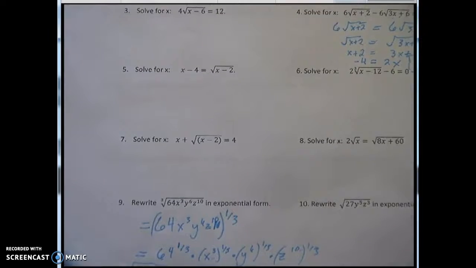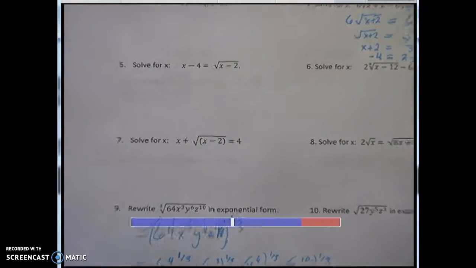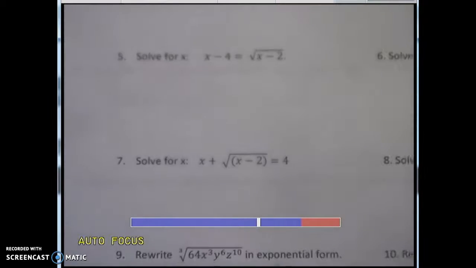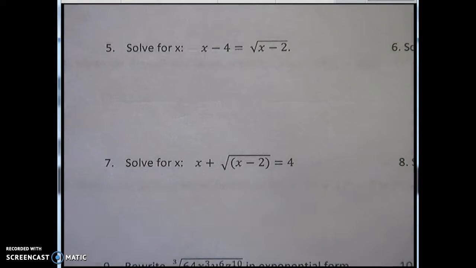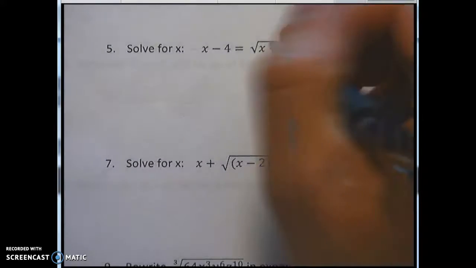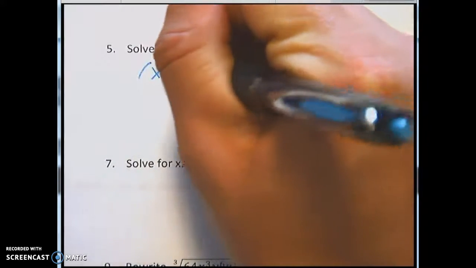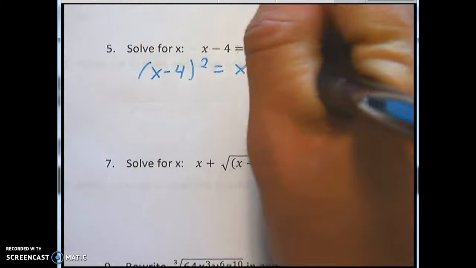So number 5 on the Unit 9 test review is a solve for x problem. And the first thing you want to do on number 5 here is get rid of this square root. The easiest way to get rid of the square root is to square both sides. And when you square both sides, you end up with (x minus 4) squared equals x minus 2.